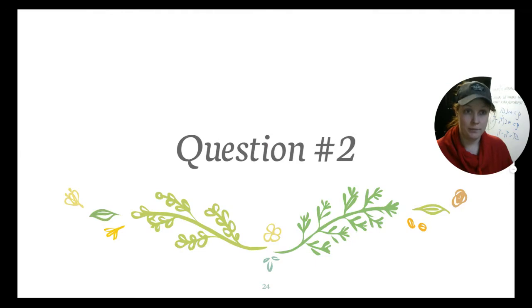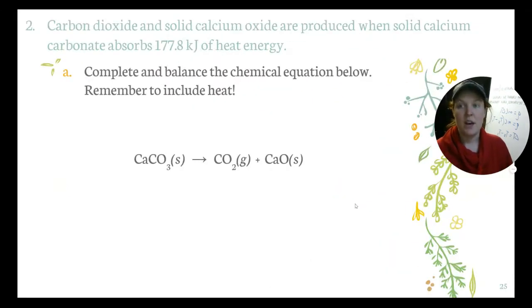Question number 2. This one contains some different stuff. Okay, so it says carbon dioxide and solid calcium oxide are produced when solid calcium carbonate absorbs 177.8 kilojoules of energy. Complete and balance the chemical equation below. Remember to include heat. Again, we were lucky.